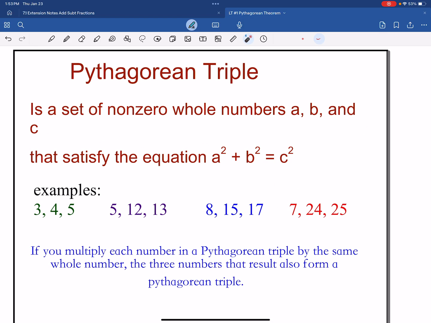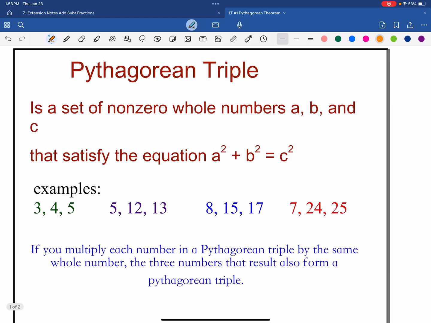We learned about Pythagorean triples, and this is a set of non-zero whole numbers A, B, and C that satisfy this equation, and they give us whole numbers. So we have a 3, 4, 5. 3 squared plus 4 squared equals 5 squared. 25 equals 25. We get a true statement.